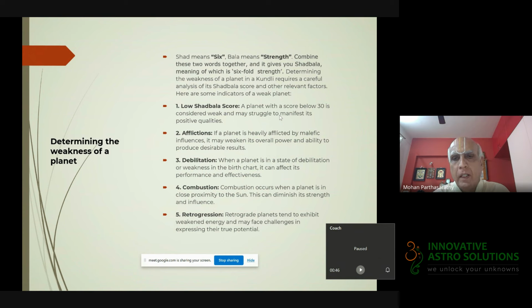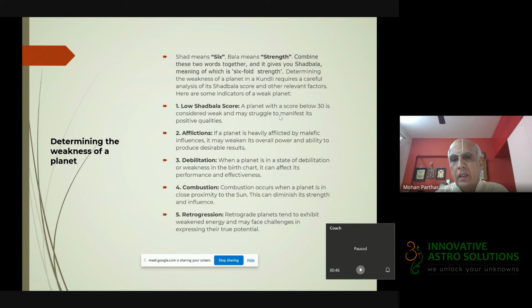Debilitation: a planet is said to be in debilitation when it is at its weakest placement or position in the birth chart, and it can affect the effectiveness of the planet. Combustion occurs when a planet is in close proximity with the Sun, and it can diminish the strength of the planet.